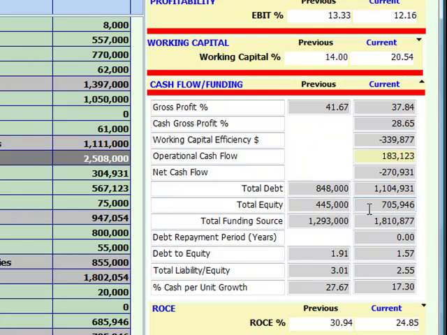So the first argument could be in terms of, how do we structure the funding of our business? We notice that in the previous period, for every dollar of equity, we actually have $1.91 of debt. That has declined in the current period to $1.57.